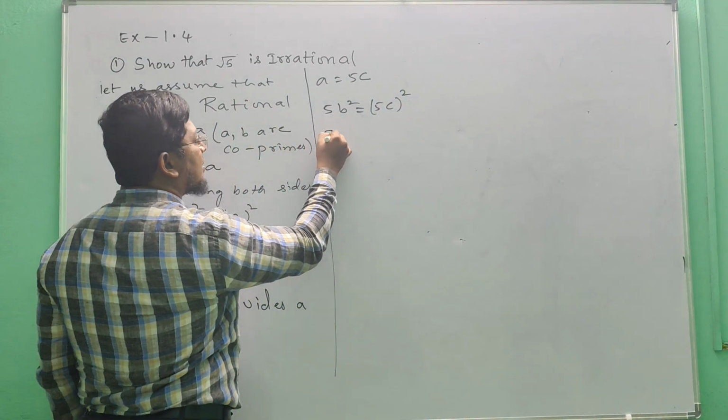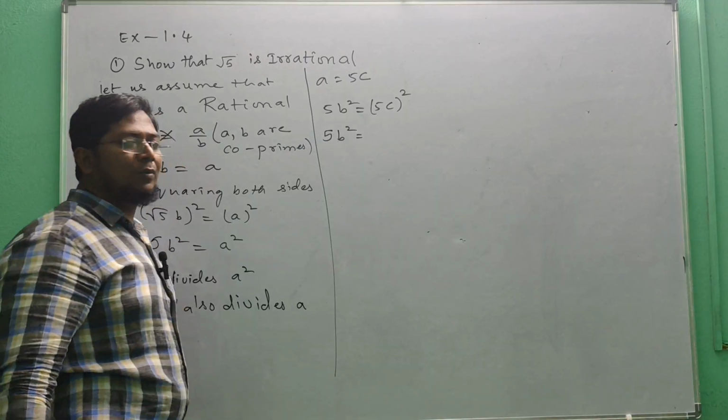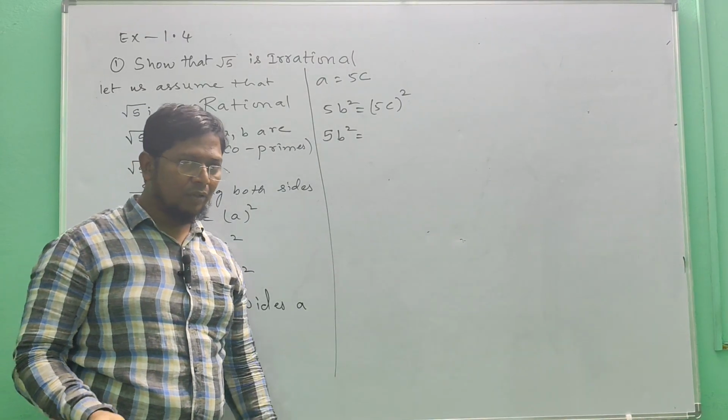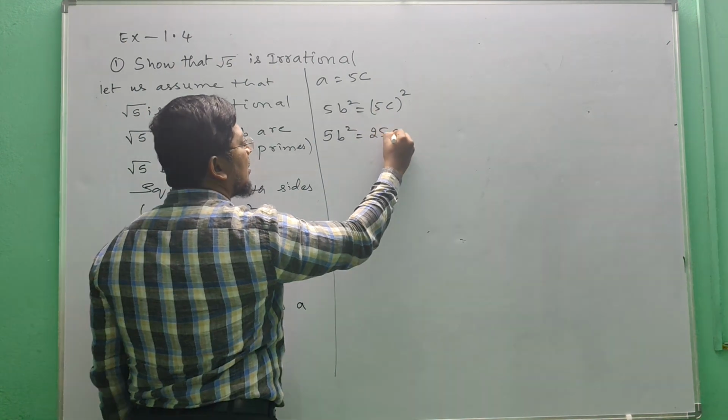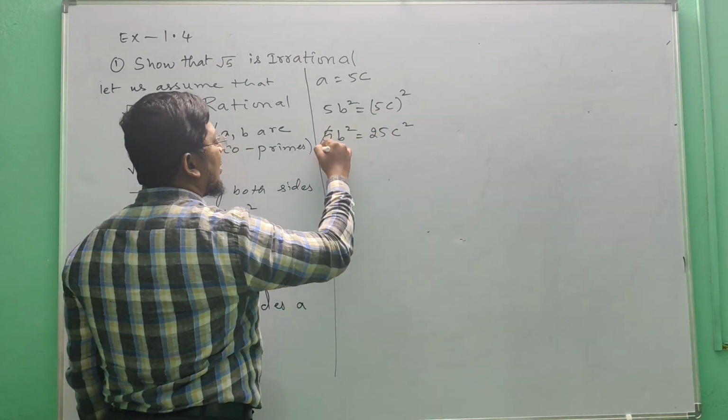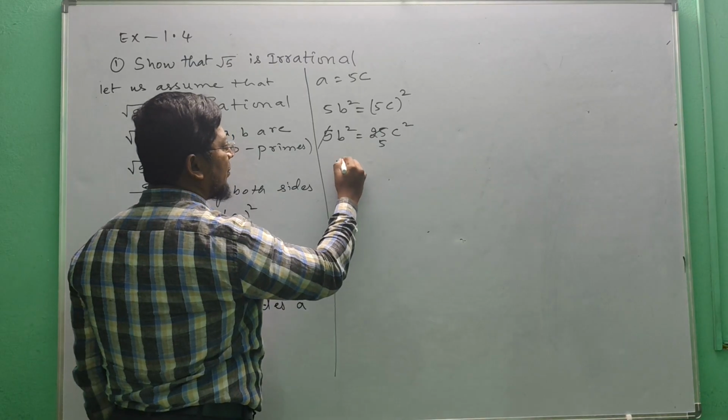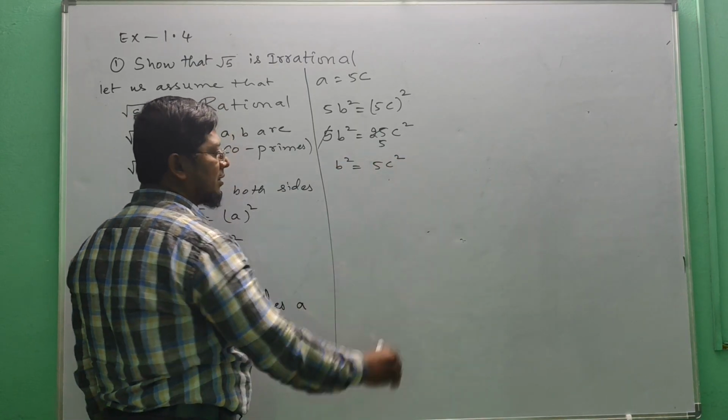So p square, same. Again exponential form, ab square means a square into b square. So p c square means p square into c square. P square is 25 c square. 5 1s are 5, 5 5s are 25. So b square is equal to 5c square.